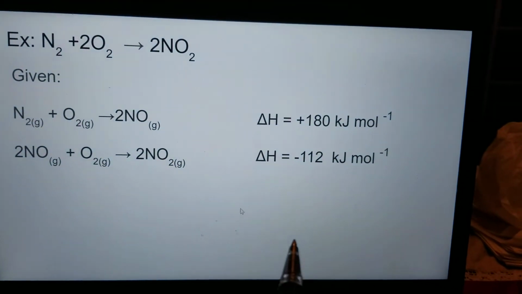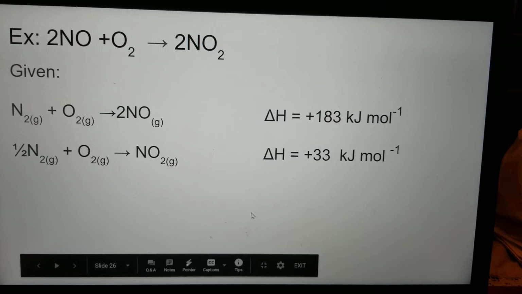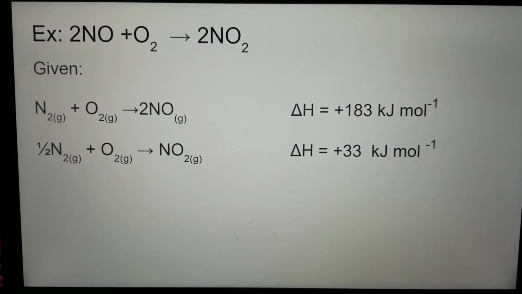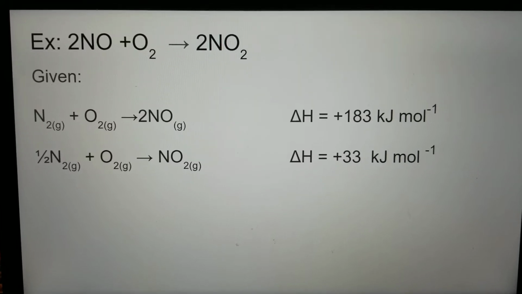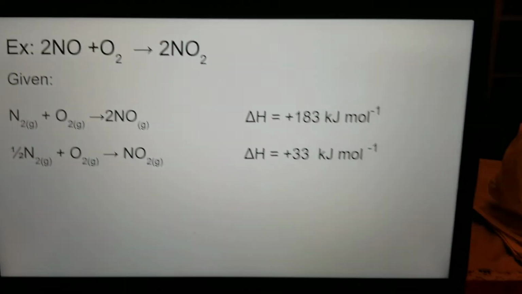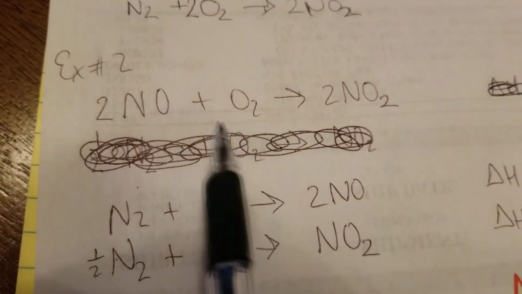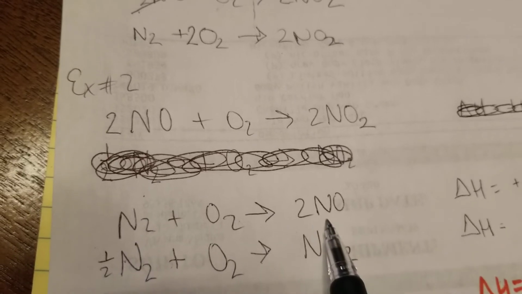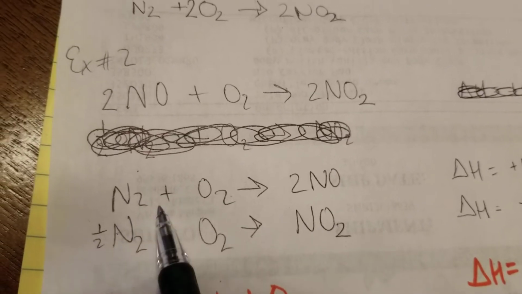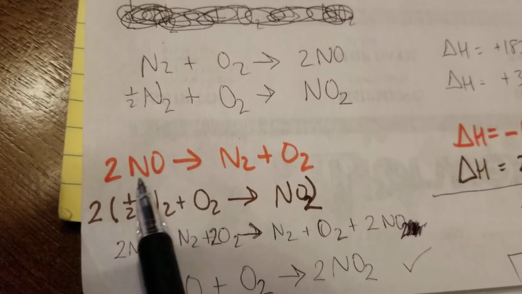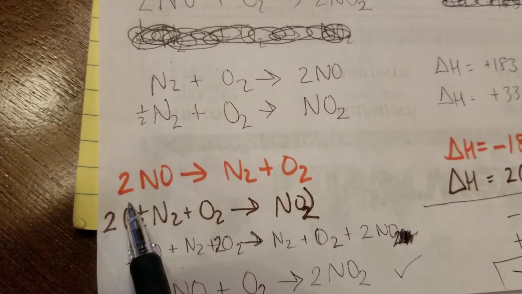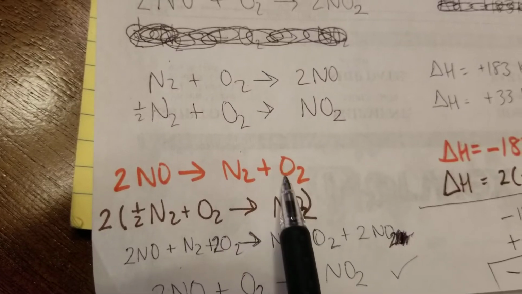For our second example, we have 2NO plus O2 makes 2NO2. Here are the 2 steps of that reaction. This one's a little trickier because you actually have to manipulate it a little bit. For example, notice that we want the 2 NOs on the reactant side, and here the 2 NOs are on the product side. So I'm going to flip this whole reaction. I flipped it in orange. I put the 2 NOs on the reactant side and the N2 plus O2 on the product side.